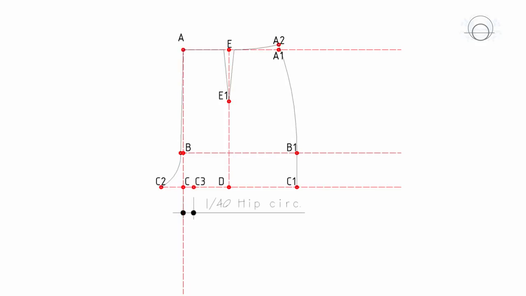From point C, measure 1/40th amount of your hip circumference to the right. Mark the point as C3. From C3 point, measure 1/10th amount of hip circumference to the left, marking the end point as C4. From point A, measure 1/2 of AE plus 2 centimeters. Mark the end point as H.